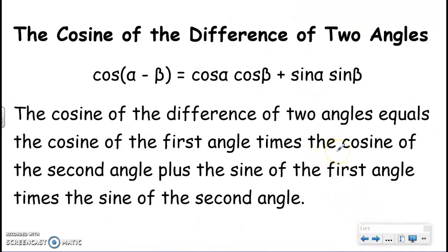So first thing you need to know is the cosine of the difference of two angles is a formula that we will give you on any of your assessments. It's the cosine of alpha minus beta, and that is cosine of alpha times cosine of beta plus sine of alpha times sine of beta, and we are going to go ahead and use that.